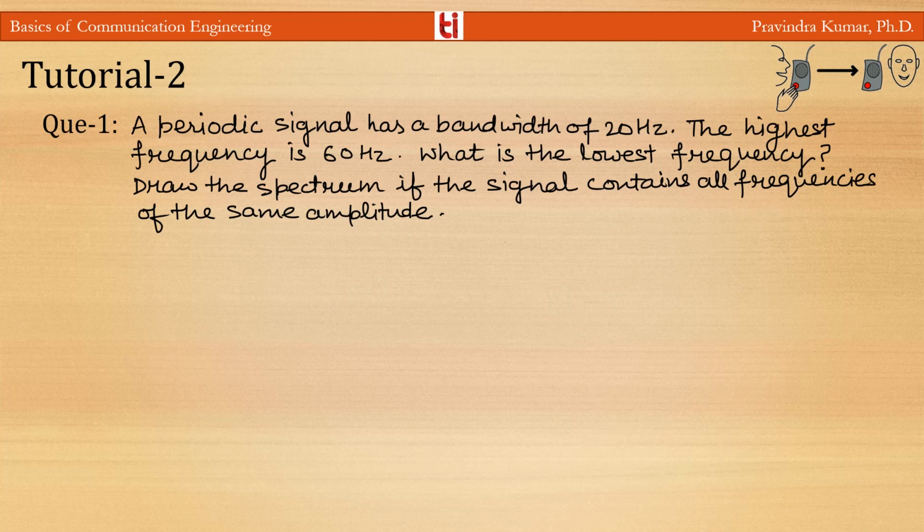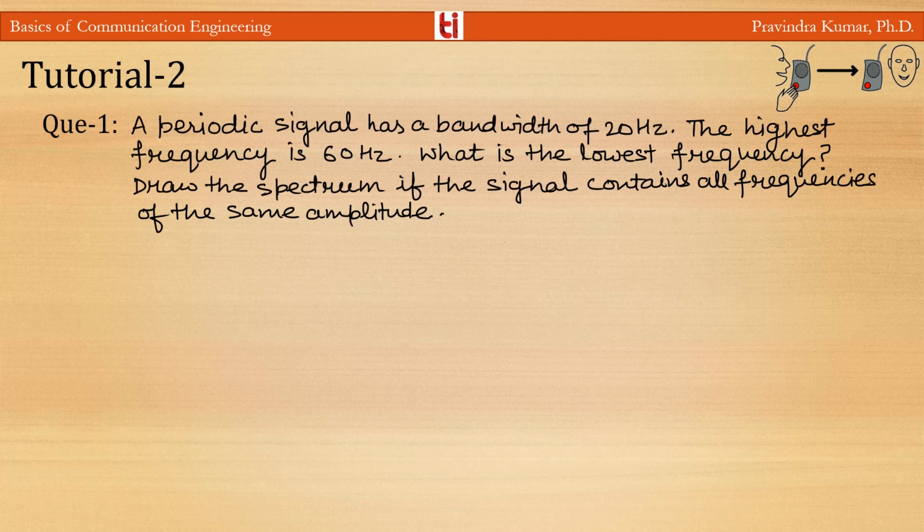The first question: a periodic signal has a bandwidth of 20 Hz. Here the highest frequency is 60 Hz in this band. What is the lowest frequency? And draw the spectrum if the signal contains all frequencies of the same amplitude.